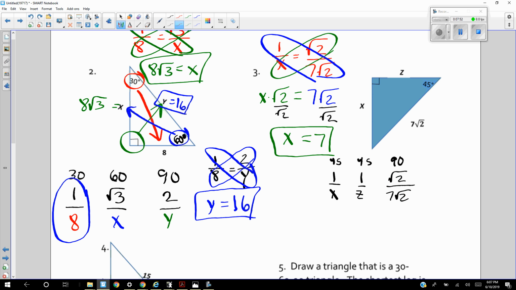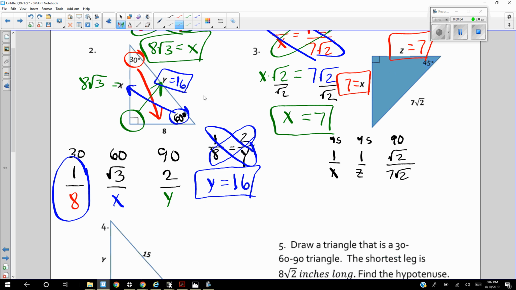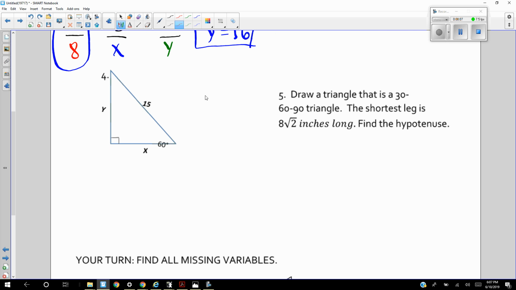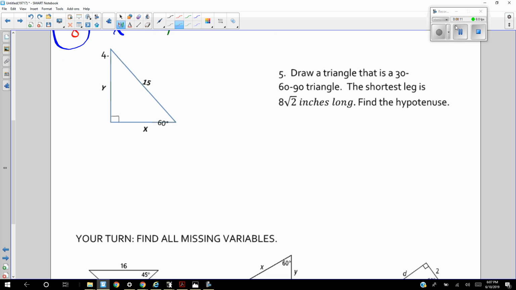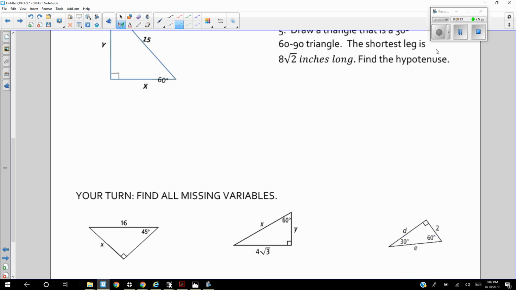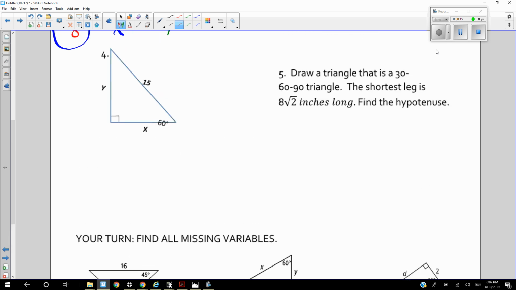And one thing you do want to start recognizing with the 45, 45, 90, the two short sides, the two legs, are always going to be the same for a 45, 45, 90. So if x is 7, so is z. I'm going to go through number 4 and then have you try the last 3 on your own. I'm not going to go through number 5 this time.